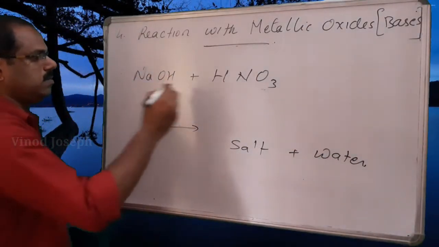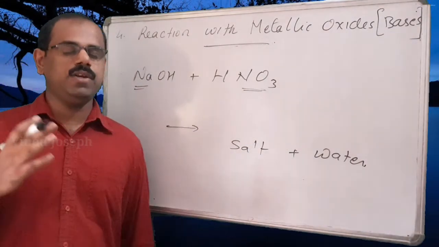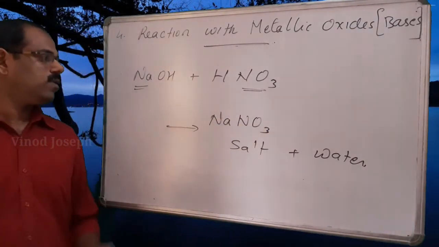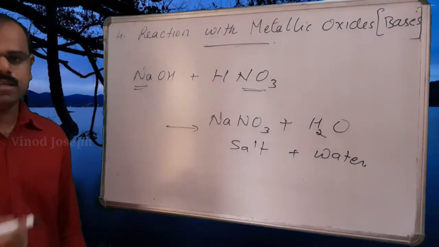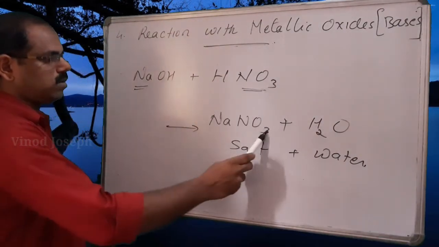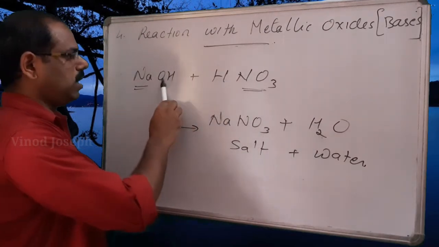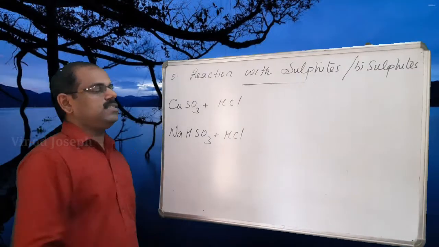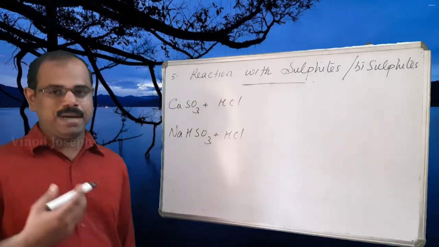What is the salt here? The nitrate of sodium. The valence is sodium +1, nitrate NO3 -1. So the sodium salt is NaNO3, and water is H2O. Check whether the equation is balanced. 1 Na, oxygen 3 plus 1 is 4, hydrogen 1 and 1 is 2, oxygen 3 plus 1 is 4. The equation is balanced.